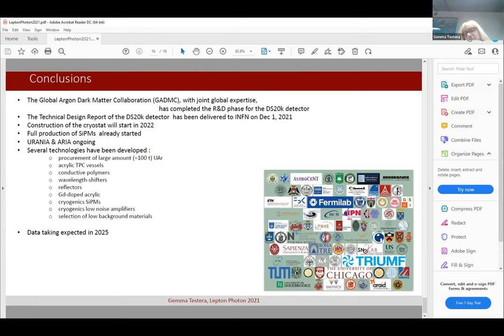And this is a collage of the institutes, probably not all of them, but most of the institutes participating in that site. Thanks a lot. Thanks, Gemma.